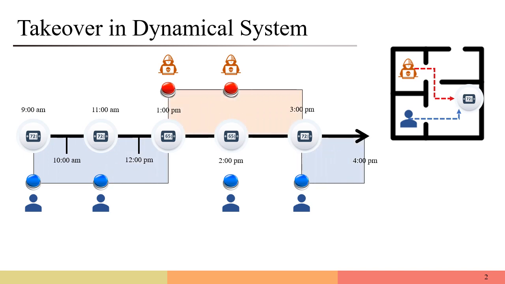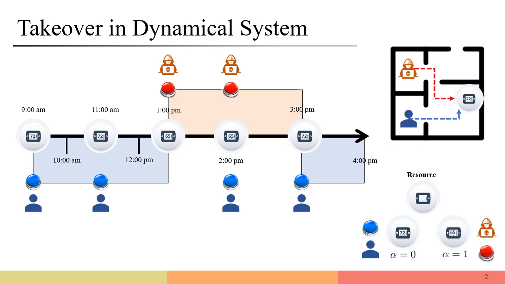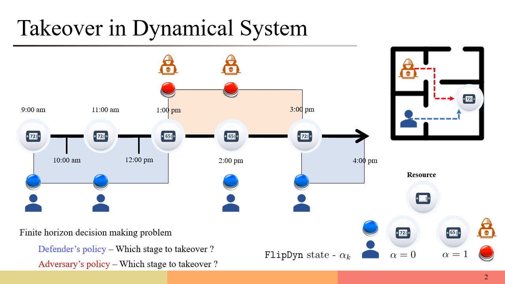In this scenario, there are regions in which either you or the adversary has completely taken over the system or resource. The resource here is the thermostat, and the dynamics is how the room temperature changes over time. We assign a variable alpha to such a resource, known as the FlipDyn state. We assign a value of 0 when you, the defender, are in control and a value of 1 when the adversary is in control. Therefore, given such a setup of a finite horizon decision-making problem of controlling the FlipDyn state, we need to decide when the defender should take over versus an adversary.